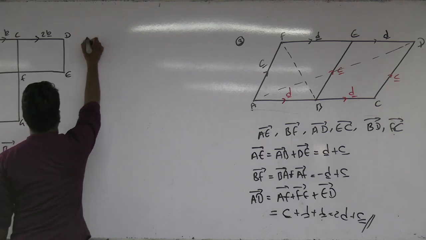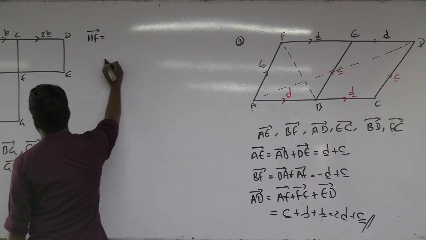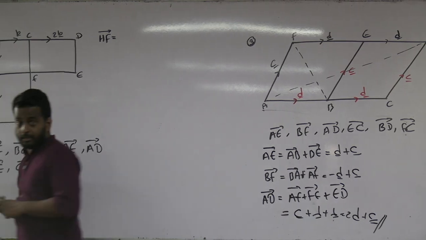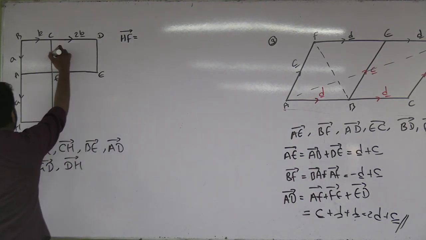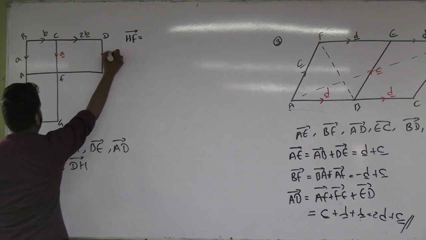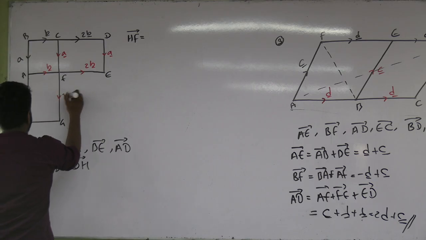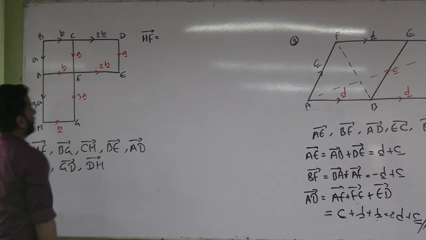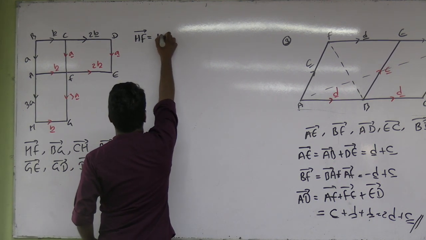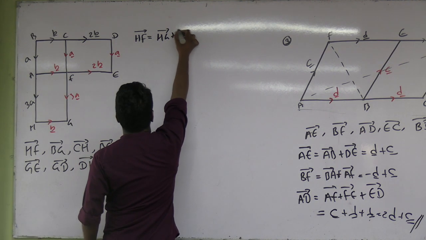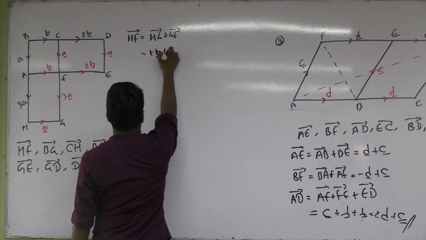So here we can write HF. The vector HF is equal to, initially, the equal vectors. Mark the equal vectors first. So this is A and this is A. Here this is 2B and this is B. This is 3A and this is B. Right, so I can write HF equals HG plus GF. HG is minus B, rather plus B minus 3A.